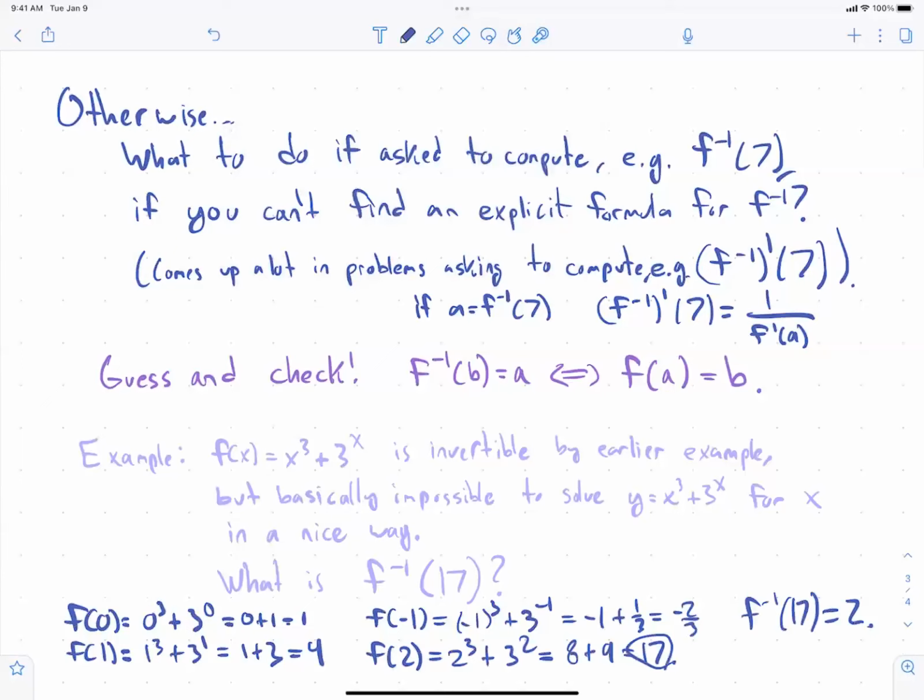So that's the process you can use, this guess and check process, when you don't have a way to compute an explicit formula. Okay, I will stop there, but those are my tips.